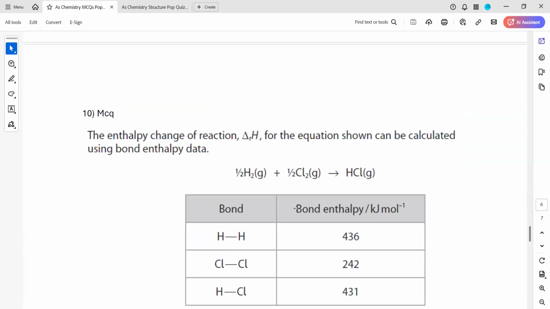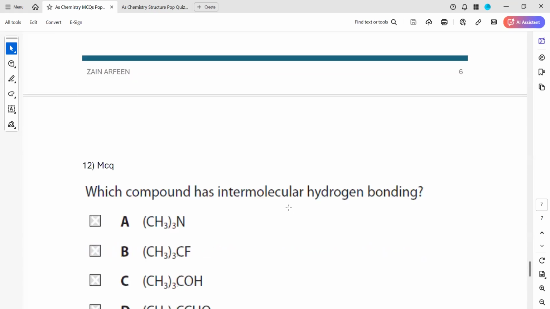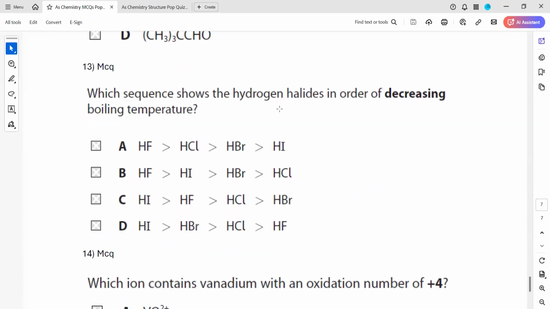Question 10, any doubt? 10, 11? 12, 13, 14, any doubt?